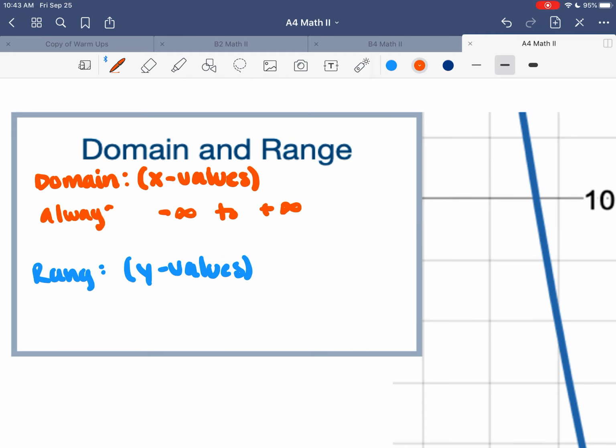And that's always the case. No matter what parabola quadratic you're looking at, it's always going to be negative infinity to positive infinity on the domain.